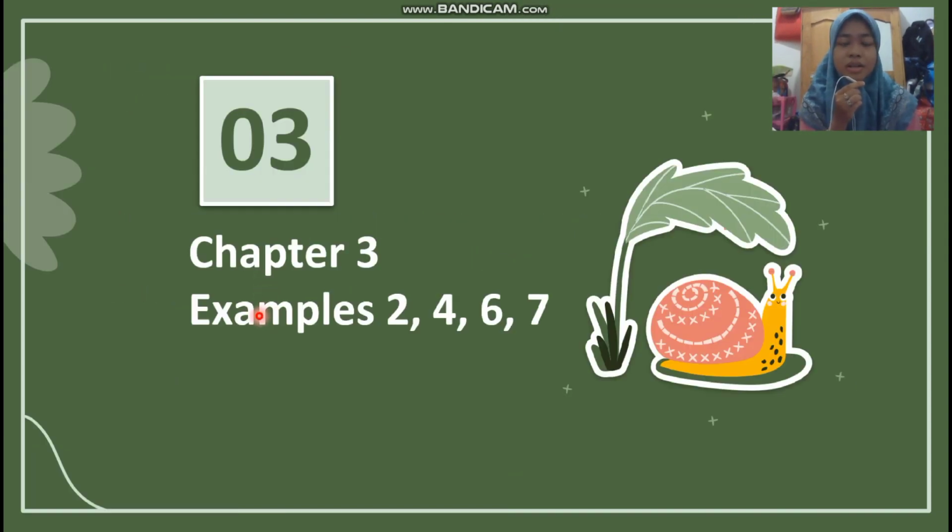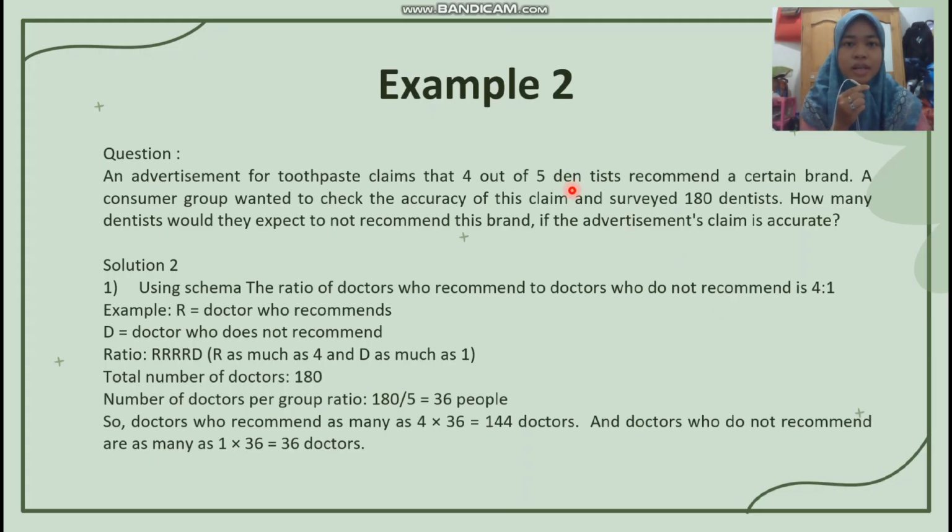And the next I will explain about chapter 3, examples 2, 4, 6, and 7. The first is example 2. The question: an advertisement for toothpaste claims that 4 out of 5 dentists recommend a certain brand. A consumer group wants to check the accuracy of this claim and surveyed 180 dentists. How many dentists would they expect to not recommend this brand if the advertisement's claim is accurate?